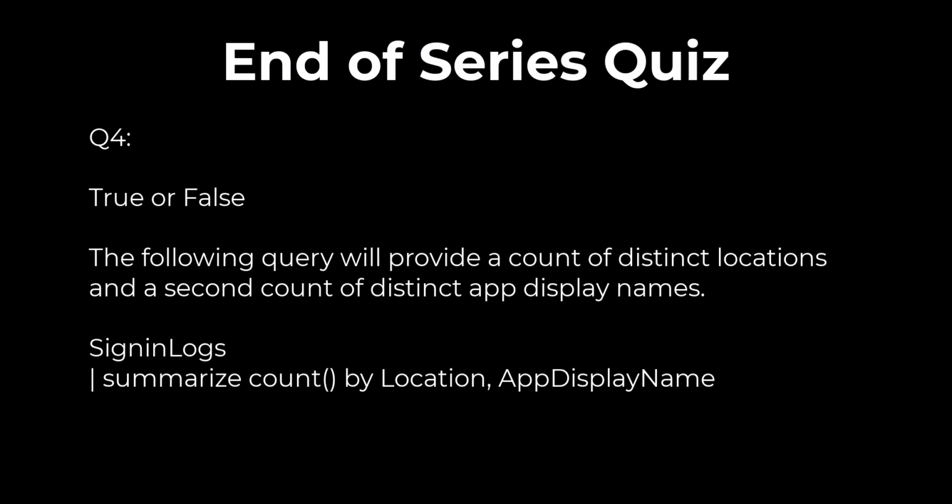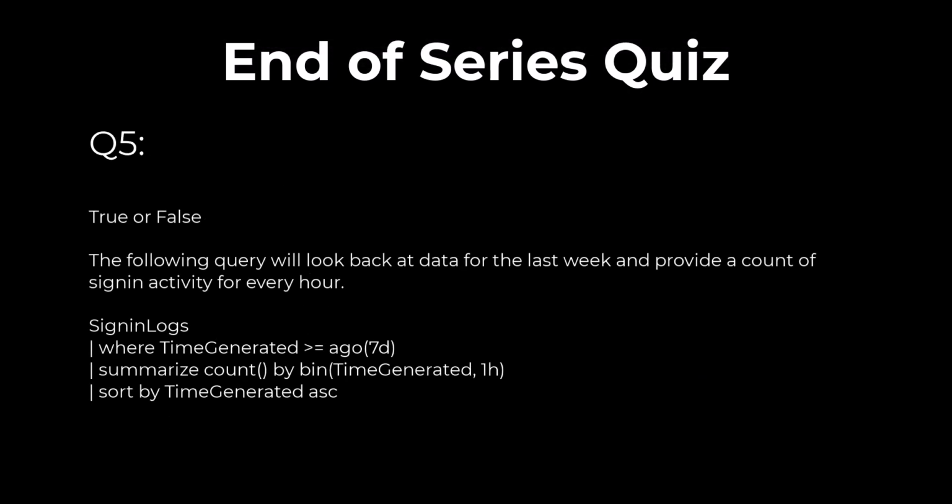The answer is false. The count will be of unique combinations of records with unique values of both the location and app display name fields, not a count of distinct values in individual fields. Question 5. True or false? The following query will look back at data for the last week and provide a count of sign-in activity for every hour.